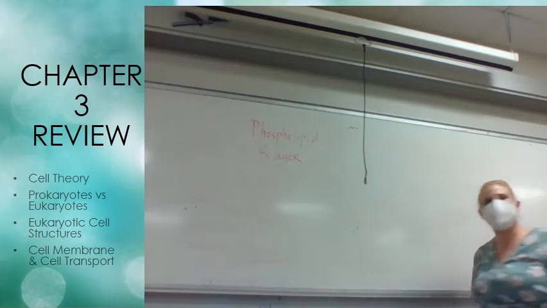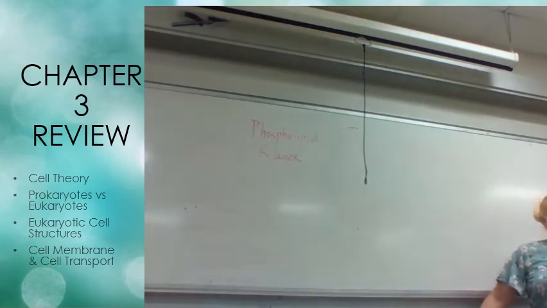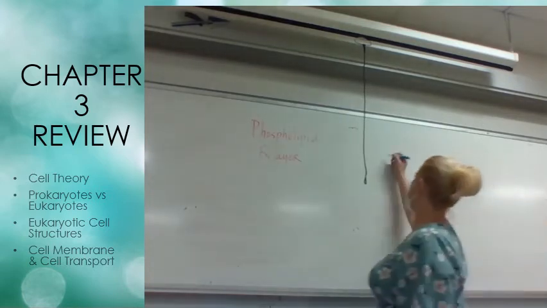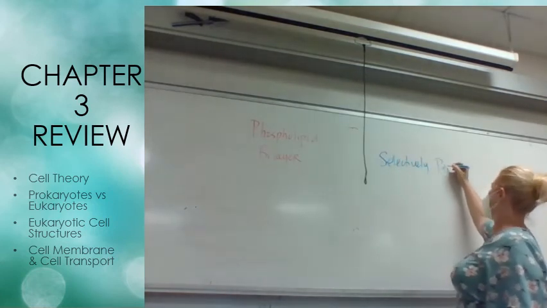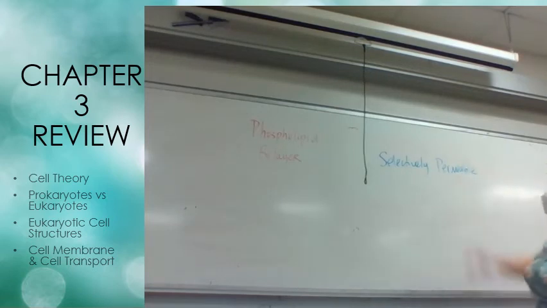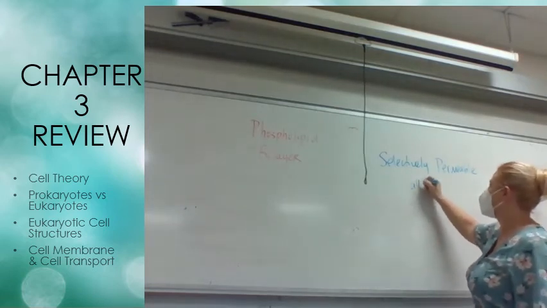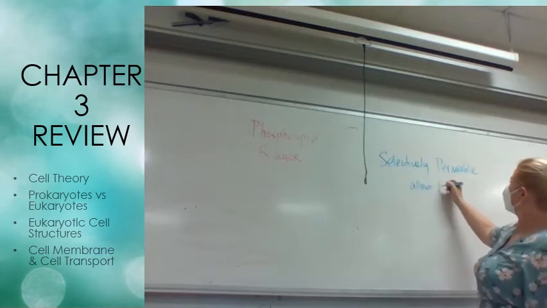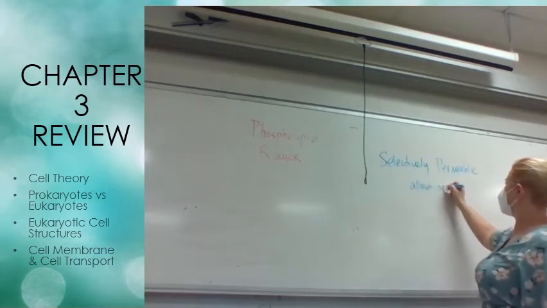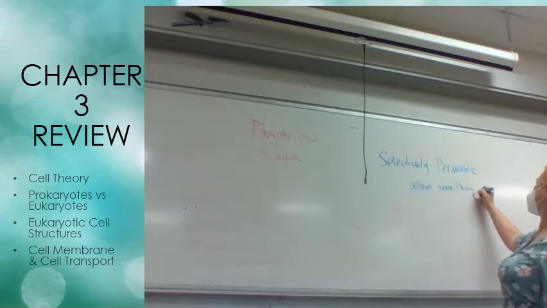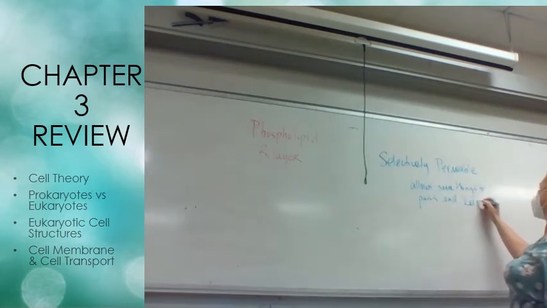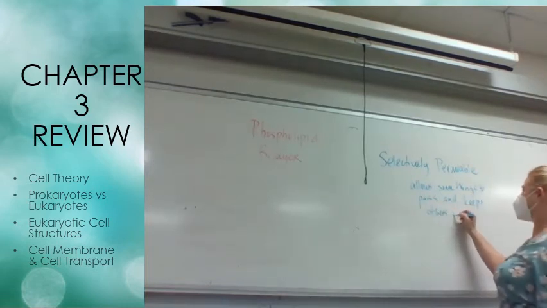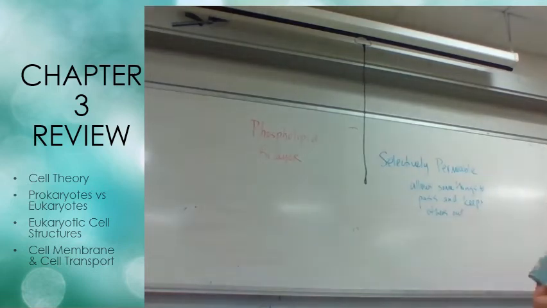And when we talked about the cell membrane, we called it semi-permeable or selectively permeable. Why do we call it selectively permeable? Very good. So, selectively permeable means that it allows some things to pass through and keeps other things out. Okay, selectively permeable or semi-permeable.